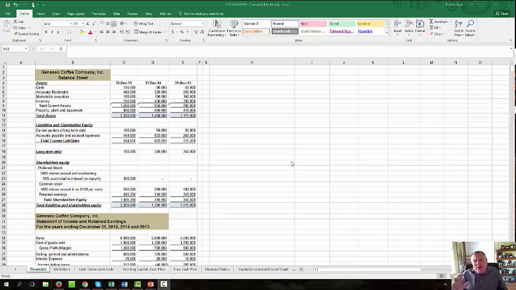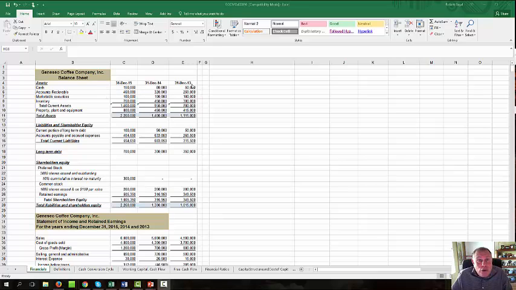So let's go back. I've created this so that it's fairly straightforward, and I built it so that you can see where the numbers come from. You have a balance sheet that looks like that. Destination Excel has one too. So we'll go through GENESEO Coffee Company. Then I'll switch over and walk you through the balance sheet of Destination so that you can look at yours in the same way. So the first thing we have here is the balance sheet.